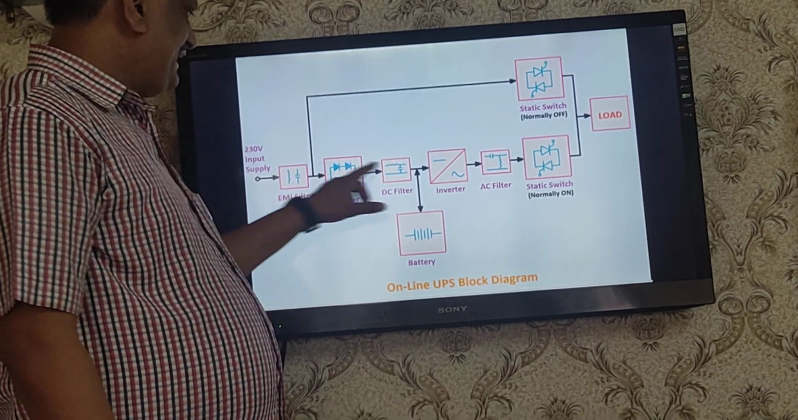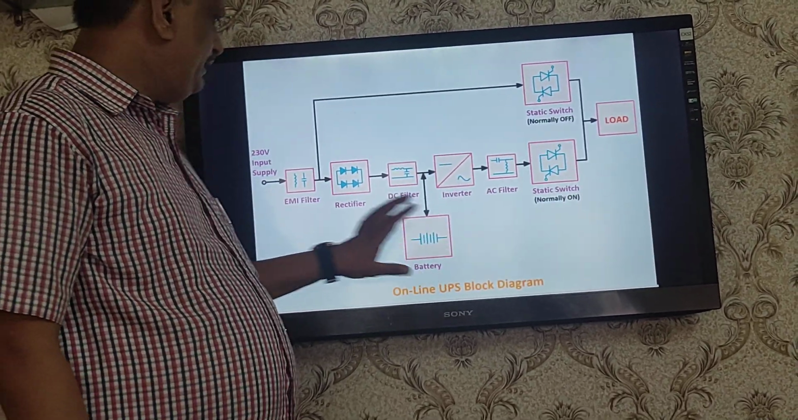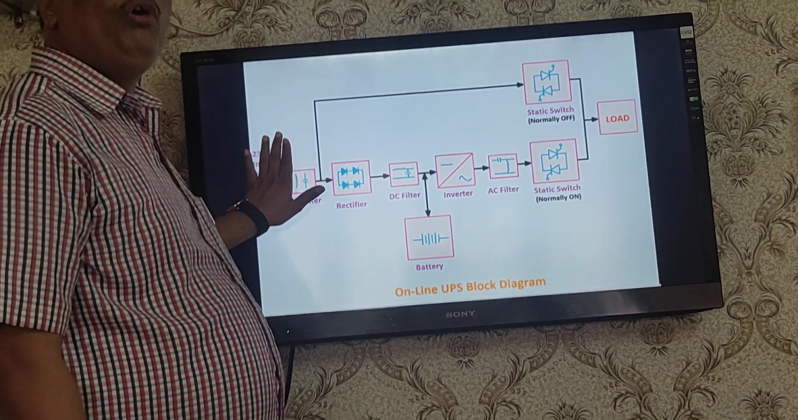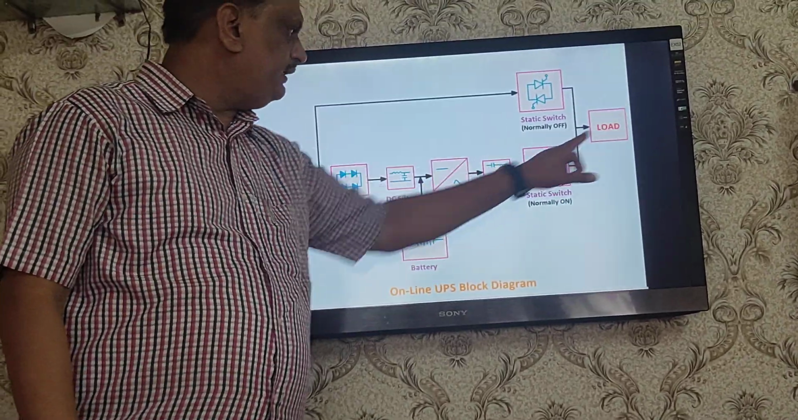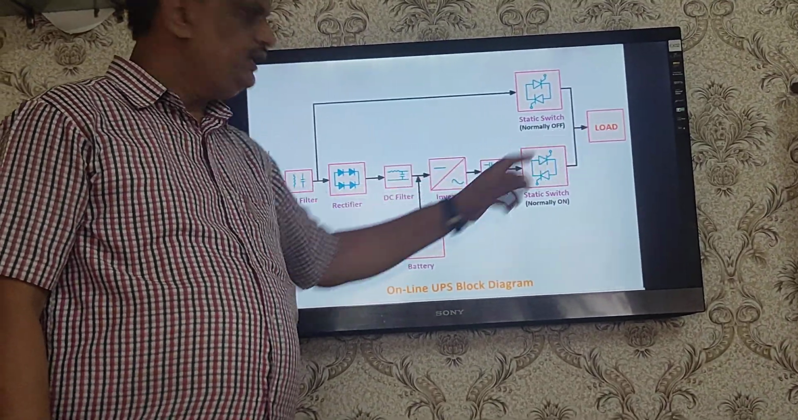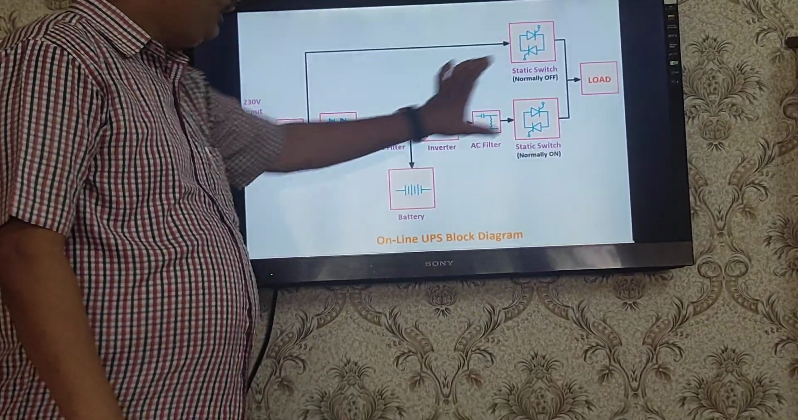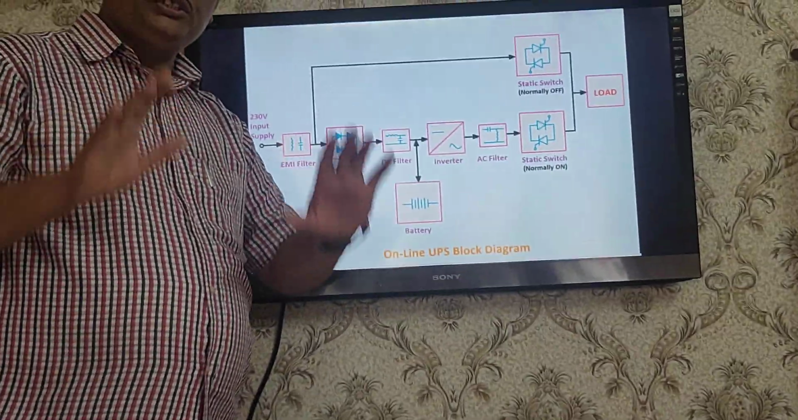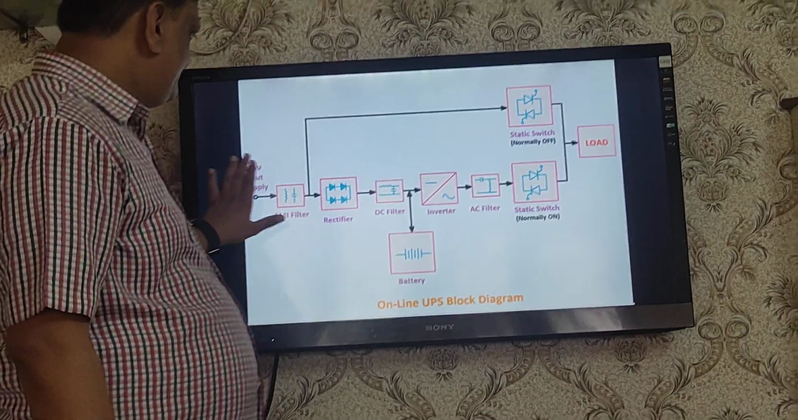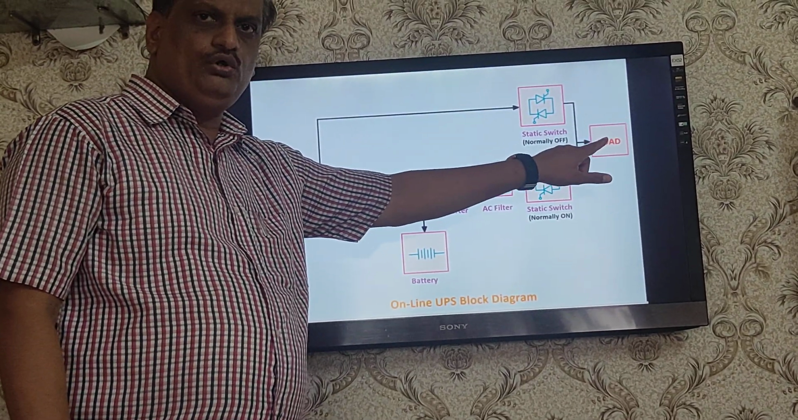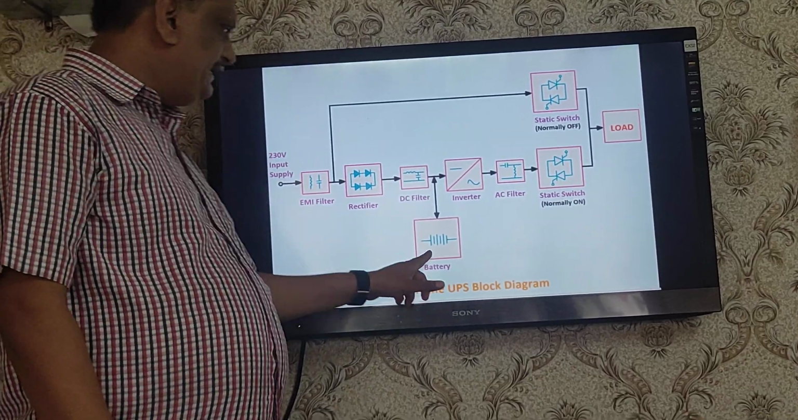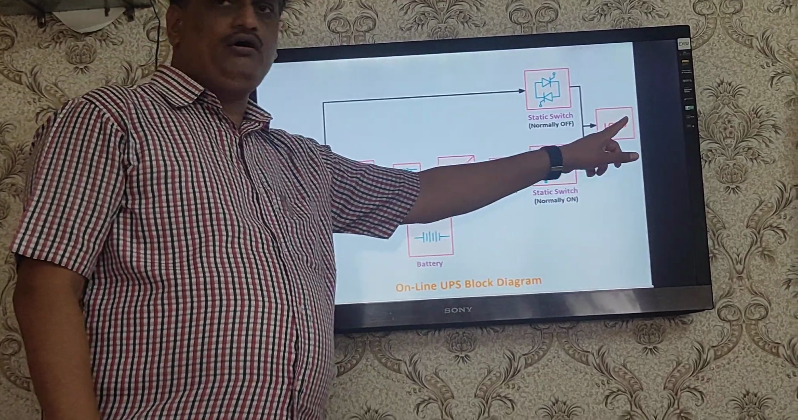Now let us have another case. When the mains goes off, what will happen? At that time the battery continuously supplies current to the load through this inverter. This means your load is not going to be shut down in any case. When the mains is on, current continuously flows through the load. When the mains goes off, the battery takes care of the load.